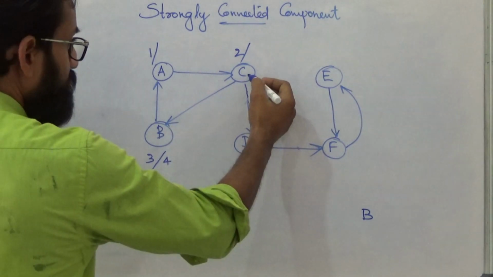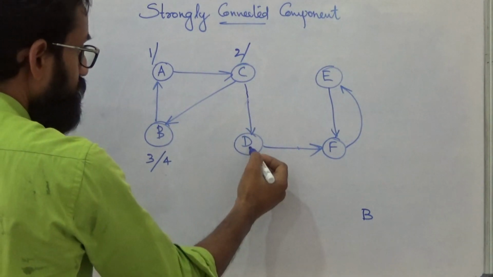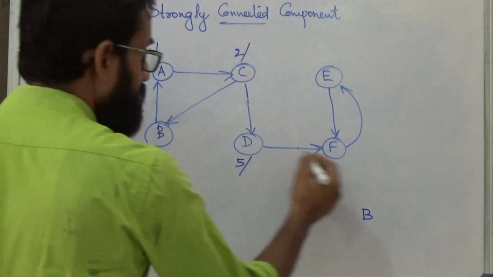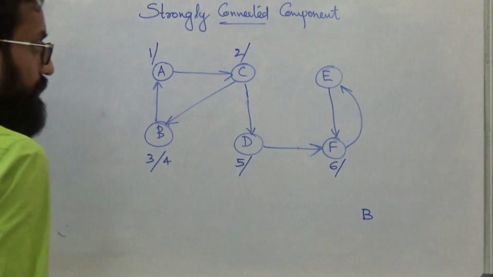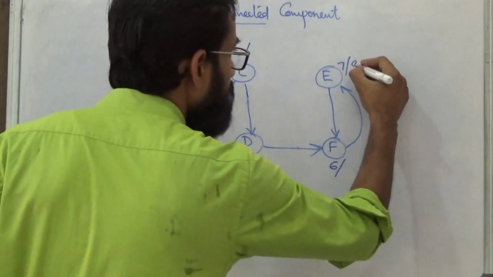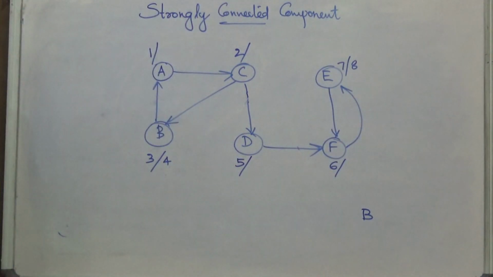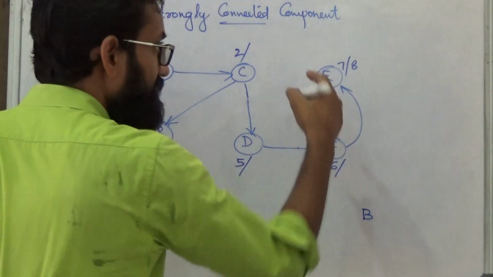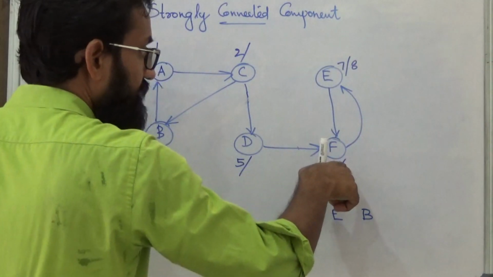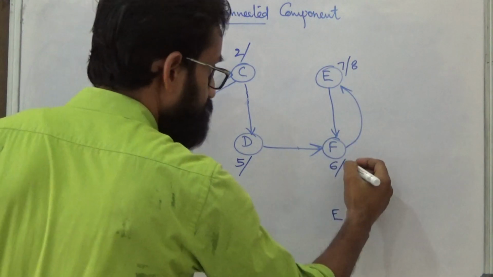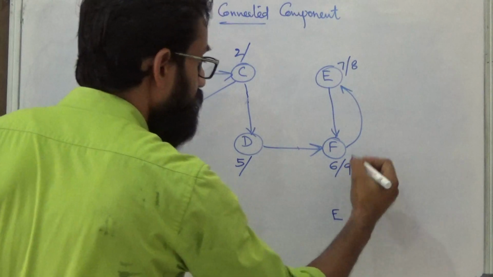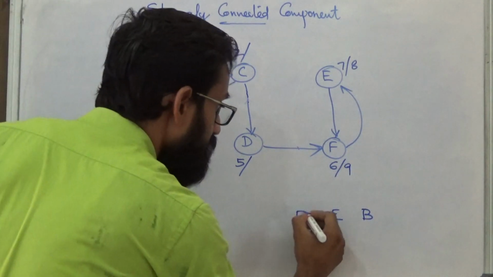Now backtrack to its predecessor. From C you can move to D. At time t equal to 5 you are discovering D. At time t equal to 6 you are discovering F. At time t equal to 7 you are discovering E. At time t equal to 8 you are finishing E. Whenever you finish, add it to the list. Backtrack to its predecessor. F does not have any alternate movement, so at time t equal to 9 you are finishing F.